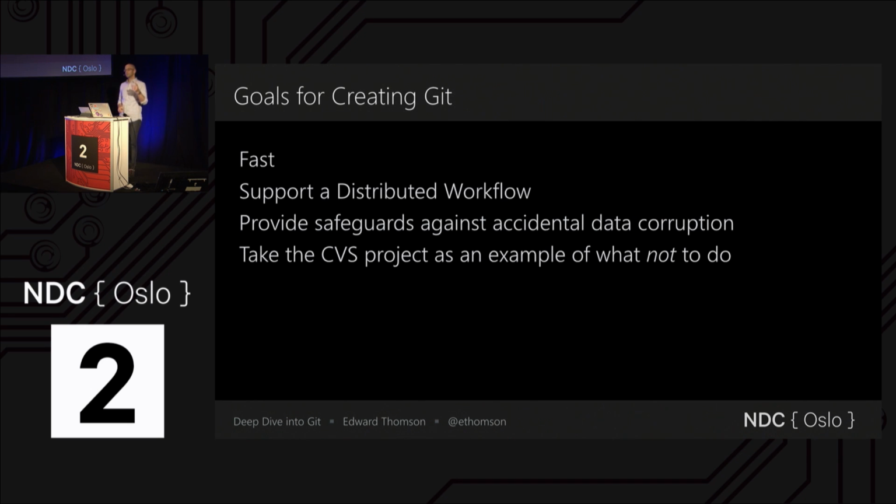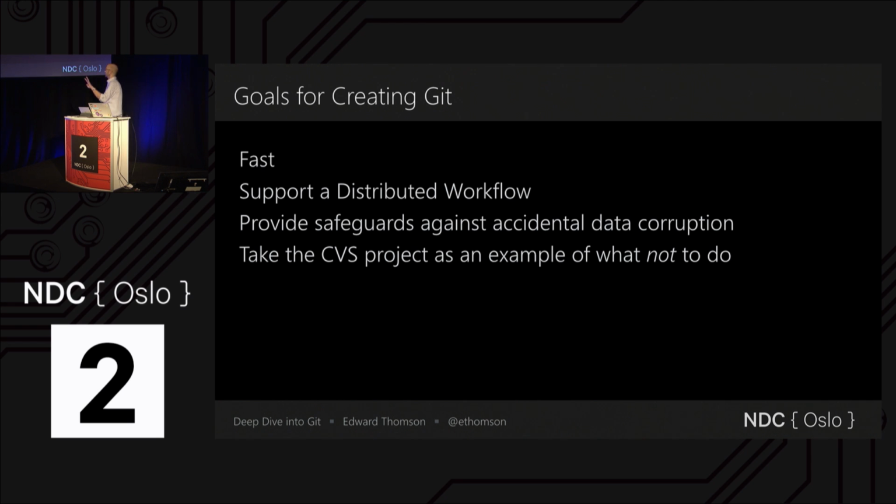First of all, it has to be fast. Second of all, it has to support a distributed workflow. There are people working on the Linux kernel from all over the world. Third, it has to provide safeguards against accidental data corruption. And if there's ever a doubt as to the direction the project should take, you should look at CVS, the concurrent version system. It's the version control system that he was using, as an example of what not to do.